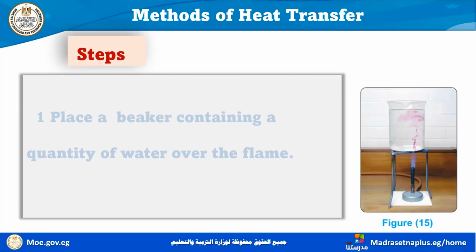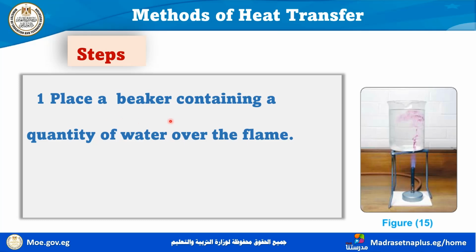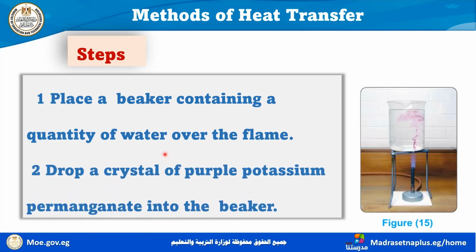In our experiment, we will begin by placing a beaker containing a quantity of water over the flame like here in the figure. Then we will drop a crystal of purple potassium permanganate into the beaker. Potassium permanganate is one of the chemicals that has a very distinctive violet or purple color, and when we drop it in the water, it begins to spread out through the water inside the beaker.